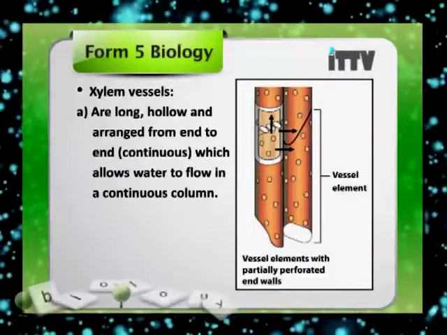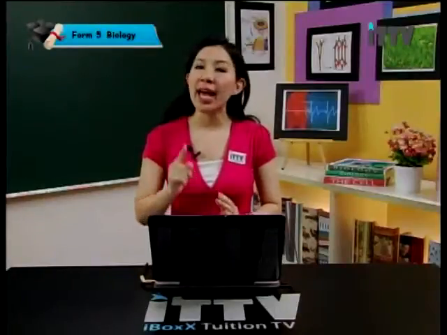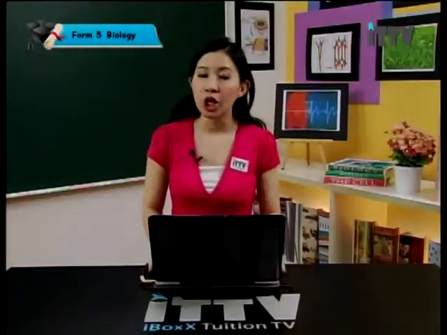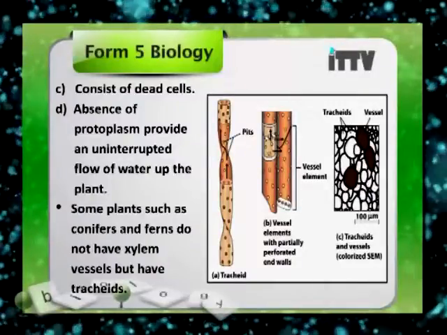Now, vessels, as you can refer to the diagram, are long, hollow, and arranged from end to end, which allows water to flow in a continuous column. Cell walls are lignified to provide mechanical support as well as to prevent collapse of the vessels. So xylems are there for mechanical support as well as transportation of water and mineral salts. Xylem vessels consist of dead cells. The cells are not alive. And that is why there is an absence of protoplasm that provides an uninterrupted flow of water up the plant.